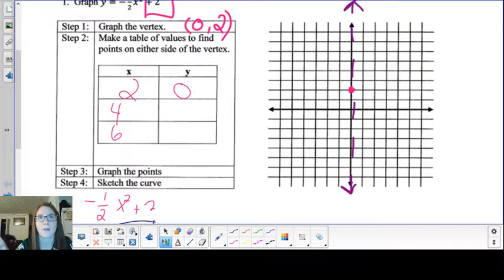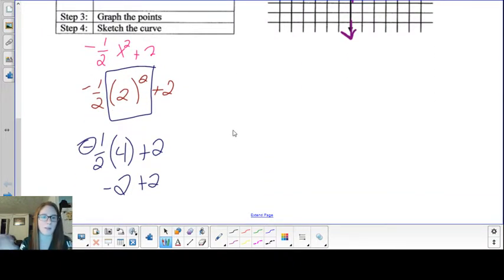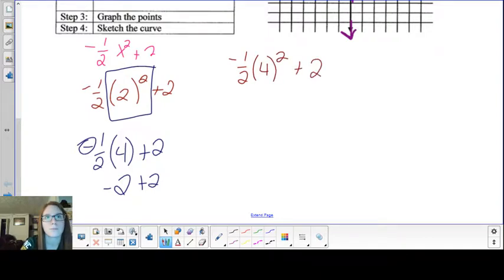And we're going to graph all of these in a second. I want to finish entering my table first. Next idea is we're going to plug in 4. So I have negative a half times 4 squared plus 2. And if you have one of my fancy graphing calculators, you can just plug this in all at once. But you got to plug it in correctly.